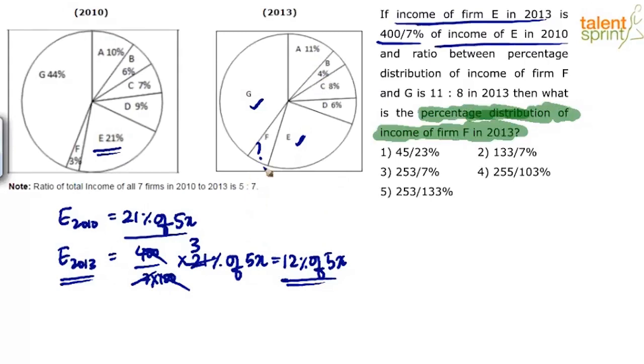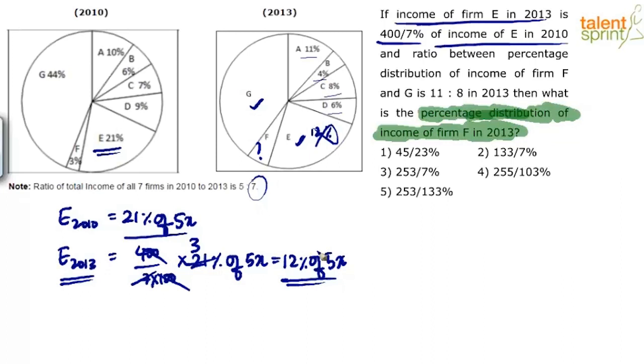This is 4% of 7x. This is 8% of 7x. This is 6% of 7x. I cannot write 12% directly here. This 12% would be wrong, because this 12% is for 5x. It is 12% of 5x. All the remaining percentages, 11, 4, 8 and 6 are with respect to 7x. You remember 7x. But this 12% alone comes out to be for 5x.